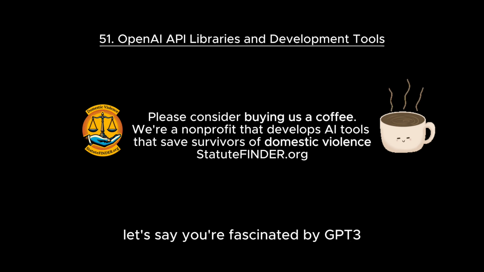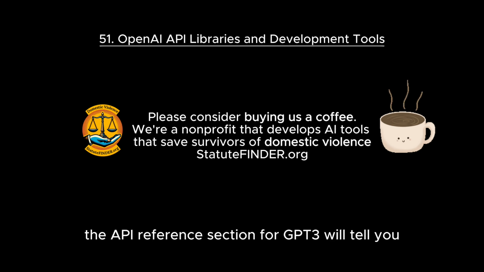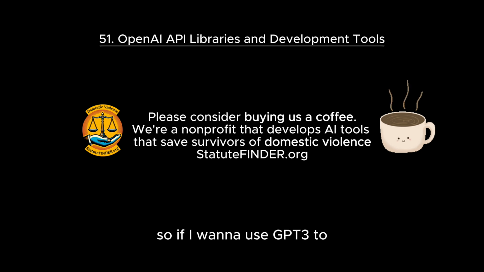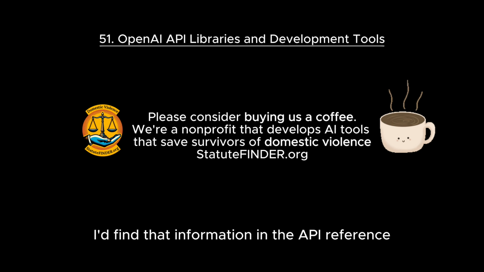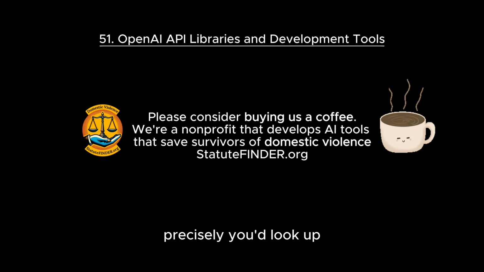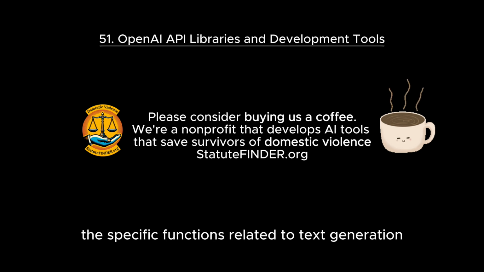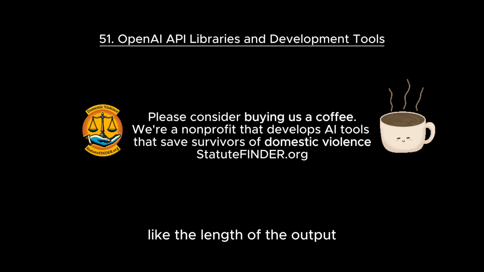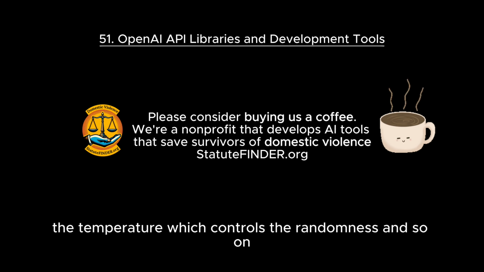Exactly. Let's say you're fascinated by GPT-3 and its ability to generate human-like text. The API reference section for GPT-3 will tell you everything you need to know about how to interact with it. So if I want to use GPT-3 to create different creative writing prompts, I'd find that information in the API reference. Precisely. You'd look up the specific functions related to text generation, understand the parameters you can tweak, like the length of the output, the temperature, which controls the randomness, and so on.